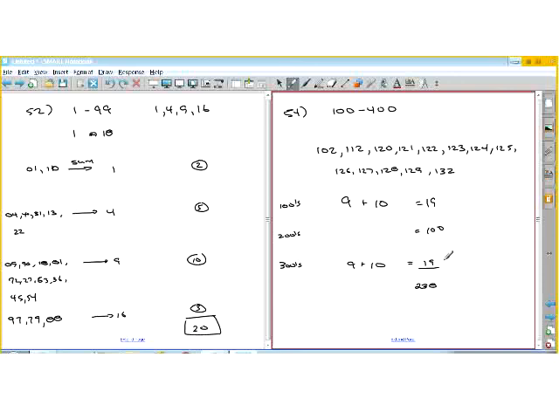How did I get 238? It's 138. 100 plus 19 plus 19 is 138, which is the correct answer. So I didn't have to list them all. I kind of recognized a pattern, and I went from there.